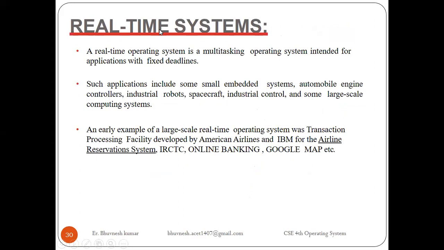Next is your real-time operating system. A real-time operating system is a multitasking operating system intended for applications with fixed deadlines. Okay, the deadline is fixed. Such applications include small embedded systems, automobile engine controllers, industrial robots, spacecraft, industrial control, and some large-scale computing systems. Examples of real-time operating systems are the American Airlines airline reservation system, IRCTC Indian Railway Reservation, online banking, and Google Maps. These all use a real-time operating system.